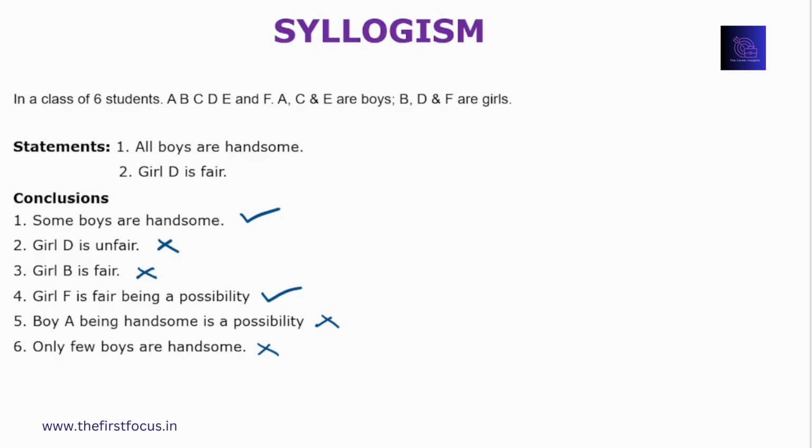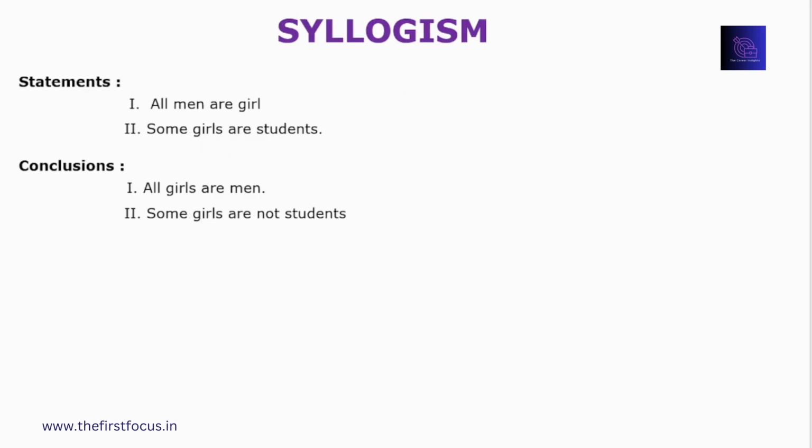Here the method we followed for inferring the conclusion is the logical method. In the next sum we can infer the conclusion through the Venn diagram method. What is the statement given? All men are girls. Some girls are students. How to draw the Venn diagram for this?